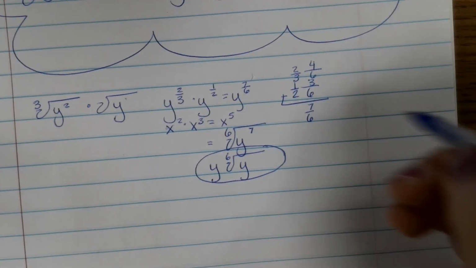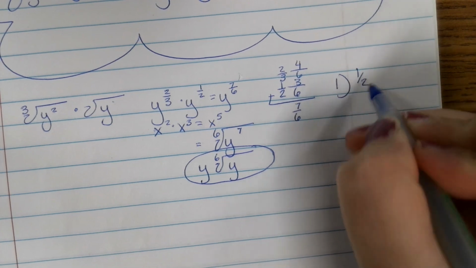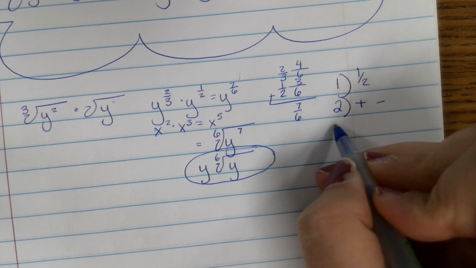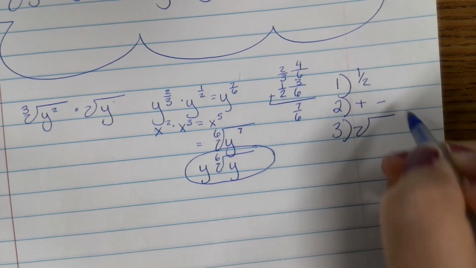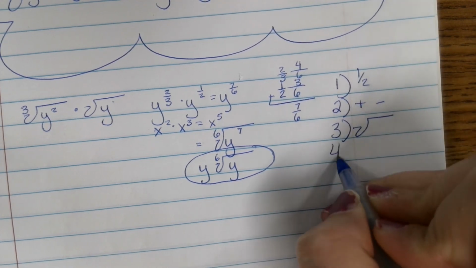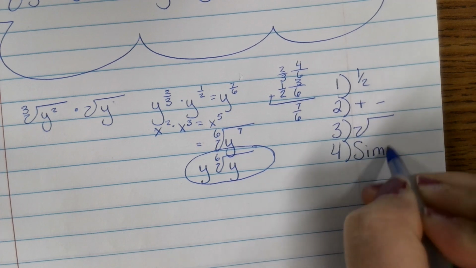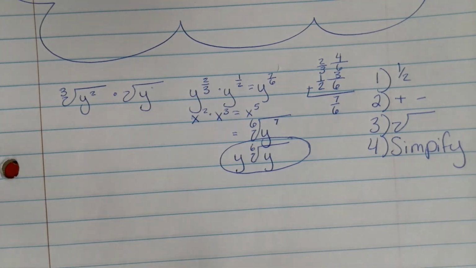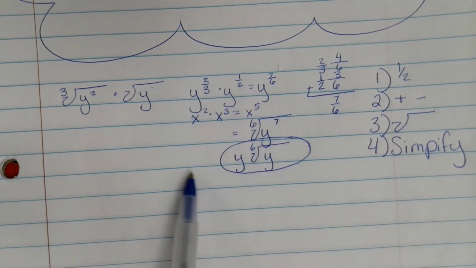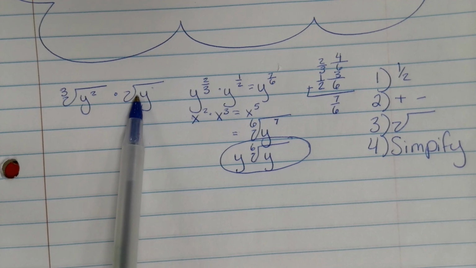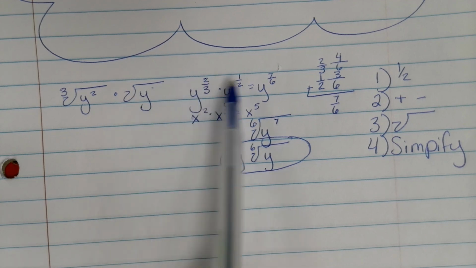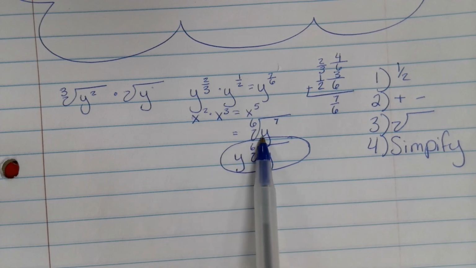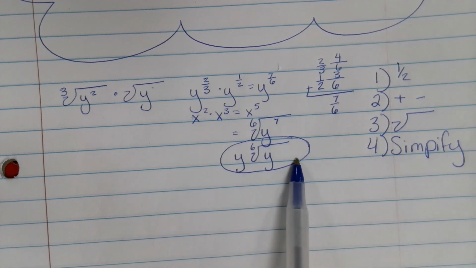So my steps were, 1, write it as a fraction. 2, add or subtract. We'll talk about subtraction in a second. Then rewrite it as a radical. And then simplify. So we didn't do anything hard. You can see kind of the amount of space it might take up though. We're going to be told to multiply, so we write it as a fraction, add our fractions together, rewrite it as a radical, and then simplify if possible.